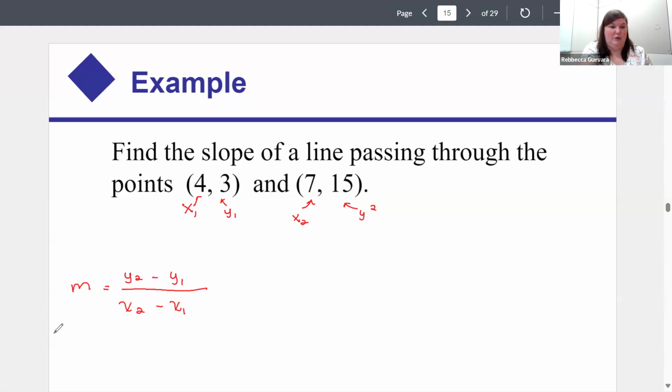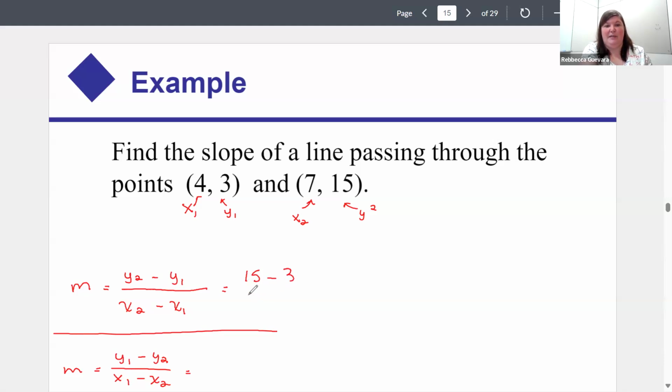Or like I said, the alternate way of doing it is that it would have been this way instead. You would have had y1 minus y2, and you would have had x1 minus x2. Like I said, we have our points labeled, so we know where to go. So my y2 is going to be the 15. My y1 is going to be the 3.